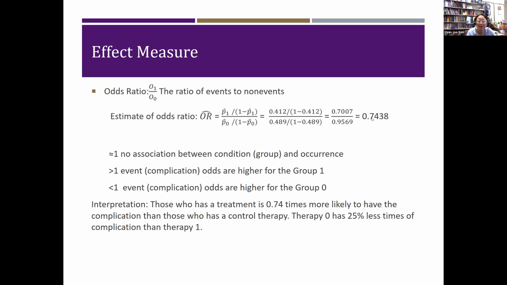The odds ratio is less than 1, and this means the complication odds are higher for group 0. We can also say those who have therapy 1 are 0.74 times as likely to have the complication as those who have therapy 0. Or therapy 1 has 26% fewer complications than therapy 0.